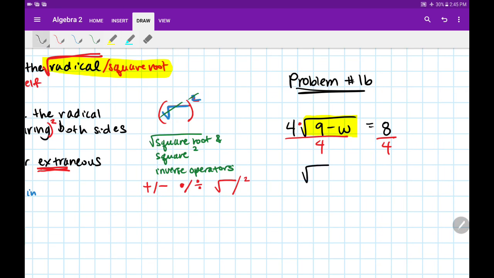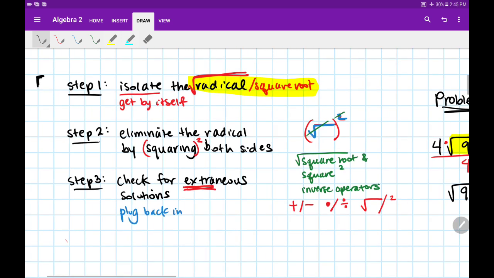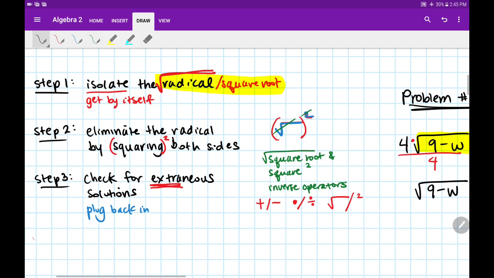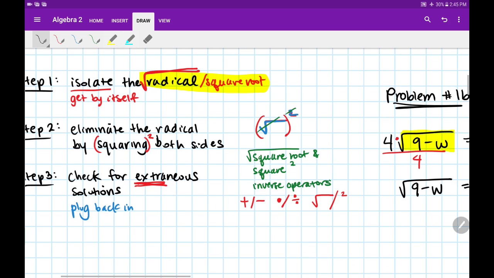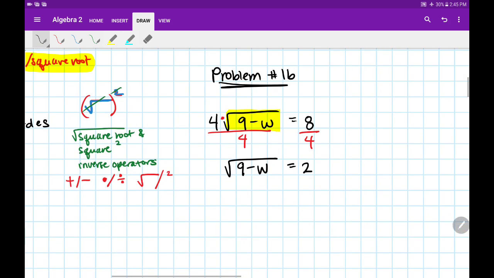Okay, we're left with the square root of 9 minus w equals 2. So step 1, check. We isolated the radical. Step 2, we need to eliminate the radical or eliminate the square root by squaring both sides. So watch how I'm going to do this. I'm going to use parentheses purposefully on both sides, and trust me, you'll need them later for more complex examples.